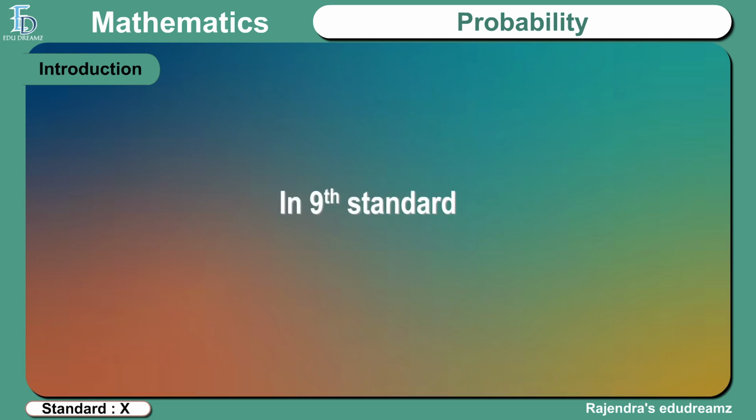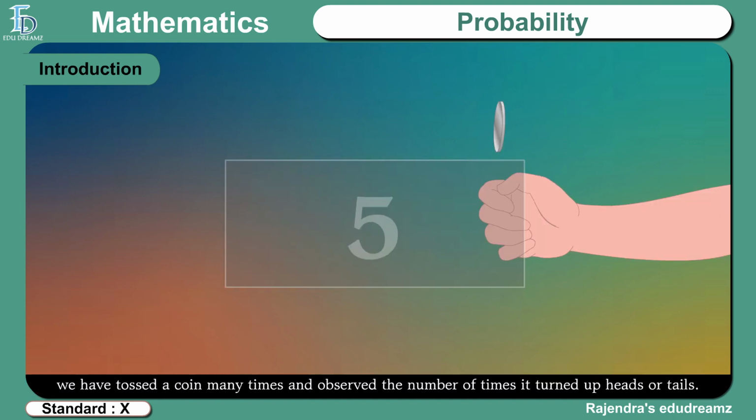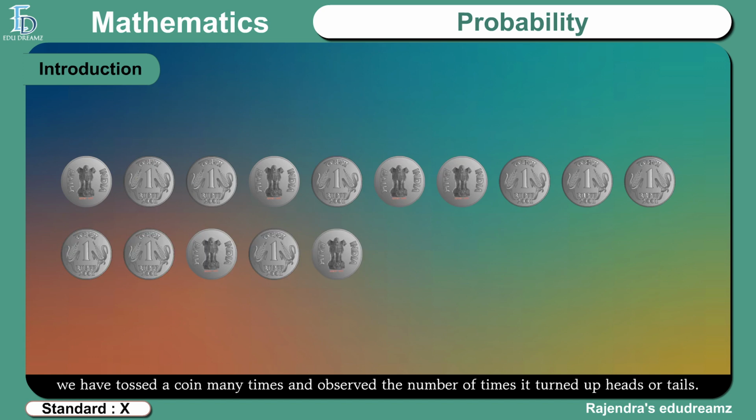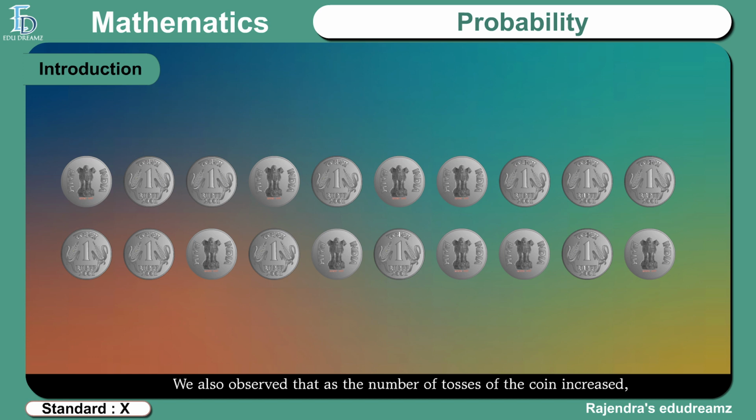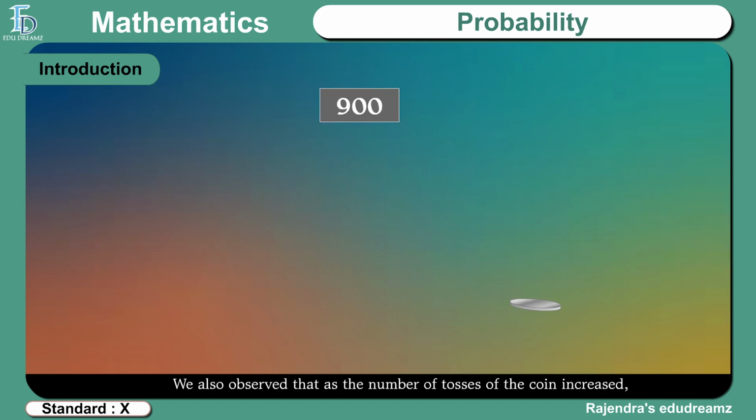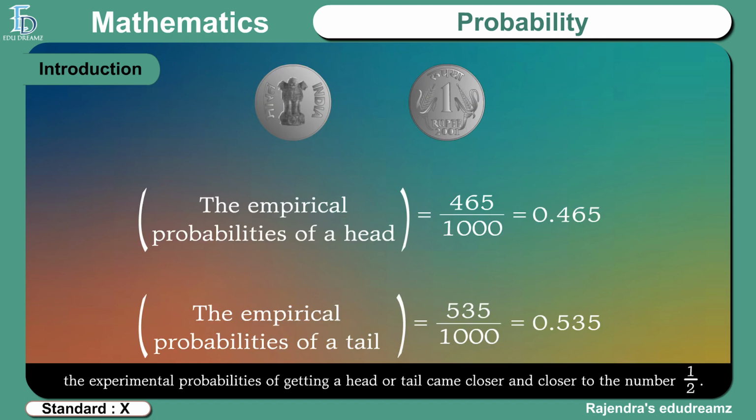In 9th standard, in activity 1 and activity 2, we have tossed a coin many times and observed the number of times it turned up heads or tails. We also observed that as the number of tosses of the coin increased, the experimental probabilities of getting a head or tail came closer and closer to the number 1 upon 2.